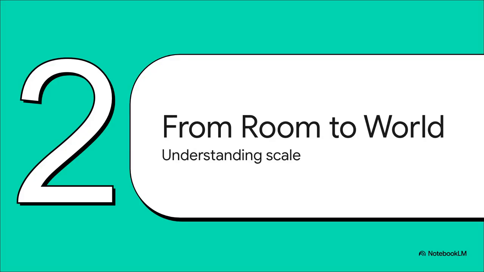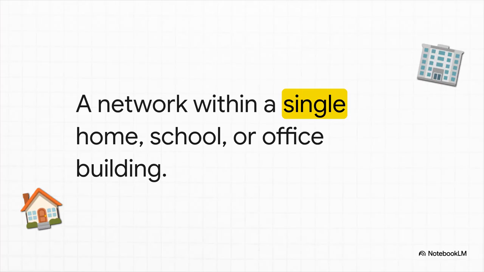Okay, so we've got the basic idea down. But how do we go from connecting a few devices in one room to connecting the entire planet? Let's zoom out and look at the scale of this thing. Everything starts small, with what's called a LAN. That's a local area network. You almost certainly have one. It's your home network, the one that hooks up your laptop, your phone, your smart TV, all to that Wi-Fi router blinking in the corner. Just like the name says, it's local, all inside one building.